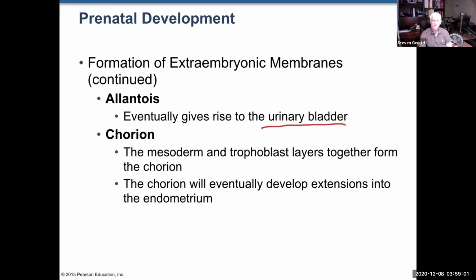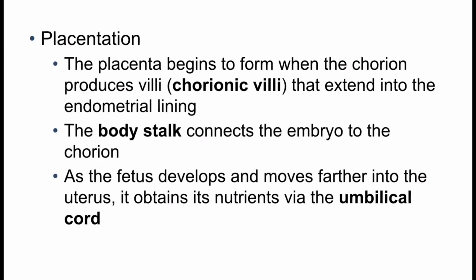Okay, and the chorion. Your mesoderm and your trophoblast form the chorion. The chorion develops extensions into the endometrium and anchors the fertilized egg into the uterus. Placentation begins to form when the chorion produces your villi. The chorionic villi extend into the endometrial lining. So those little fingers extend and fuse into the endometrial lining, which allows nutrients to get into the egg cells. Now the body stalk connects the embryo to the chorion.